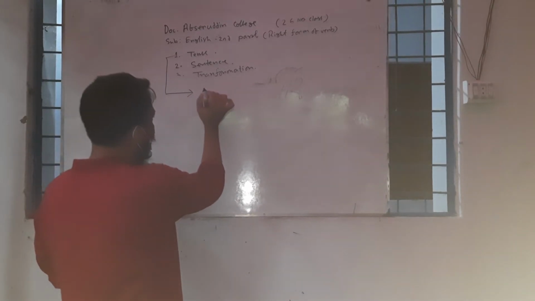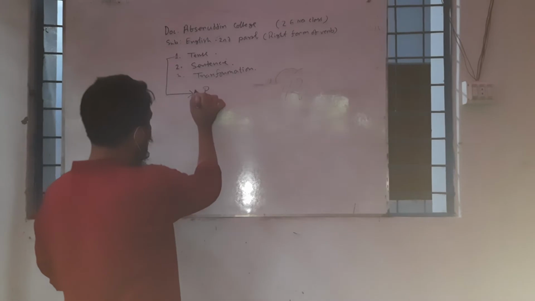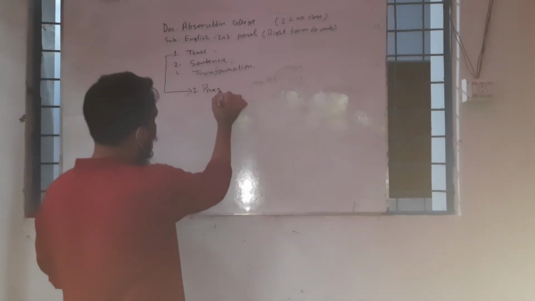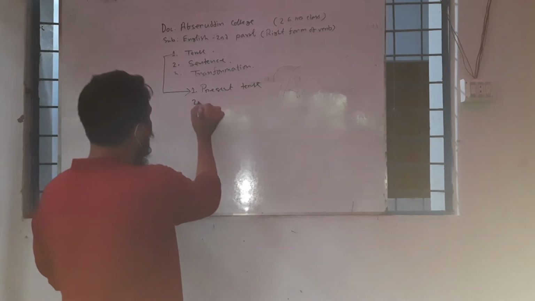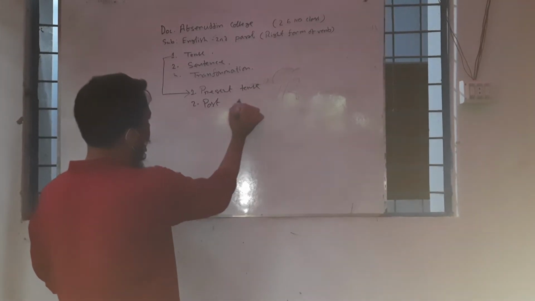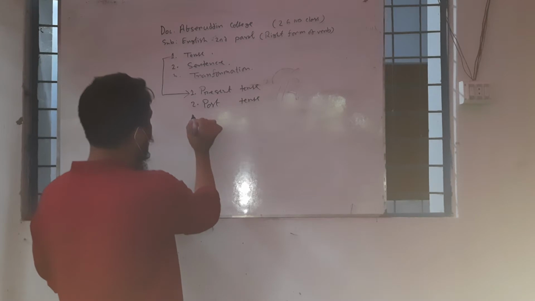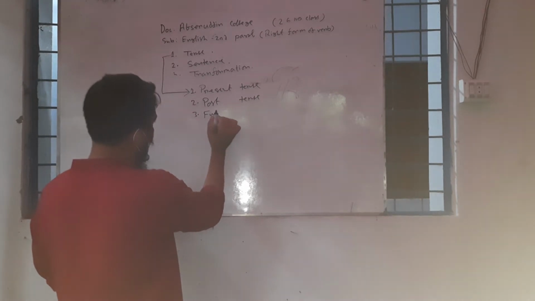There are three types of tense. Number one, present tense. Then two, past tense. And then three, future tense.